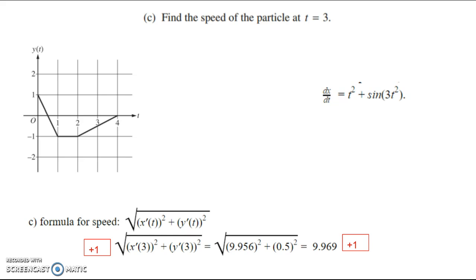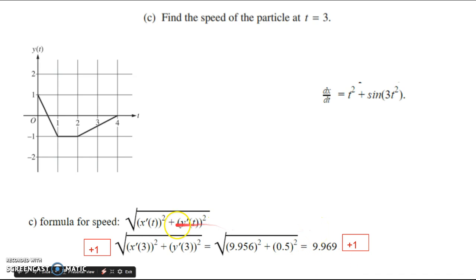There's no way for you to get any credit on this problem without knowing the speed formula, so you must memorize that formula. This question was worth 2 points. 1 point was for writing out the expression and showing the formula, and 1 point for the correct answer.